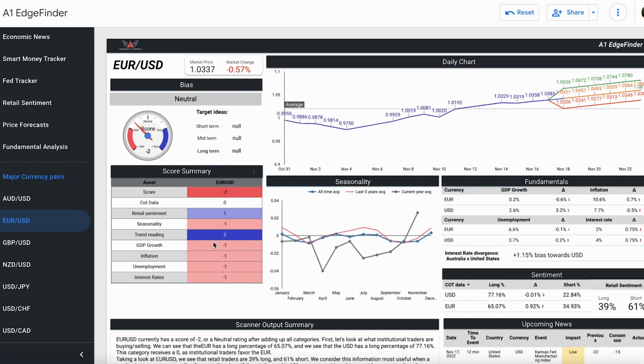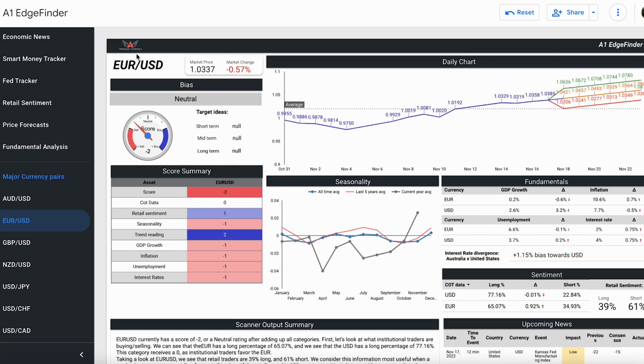Right? So now we're getting to our trend reading in our fundamental section. This is where it gets interesting because this pair is definitely trending upwards. A score of +2 is a strong score. And we can see that from November 4th all the way to today, we've had pretty much nothing but moves to the upside.